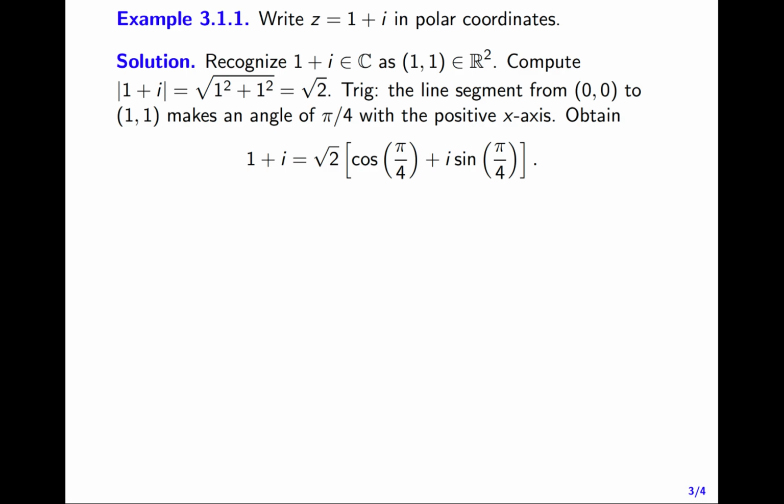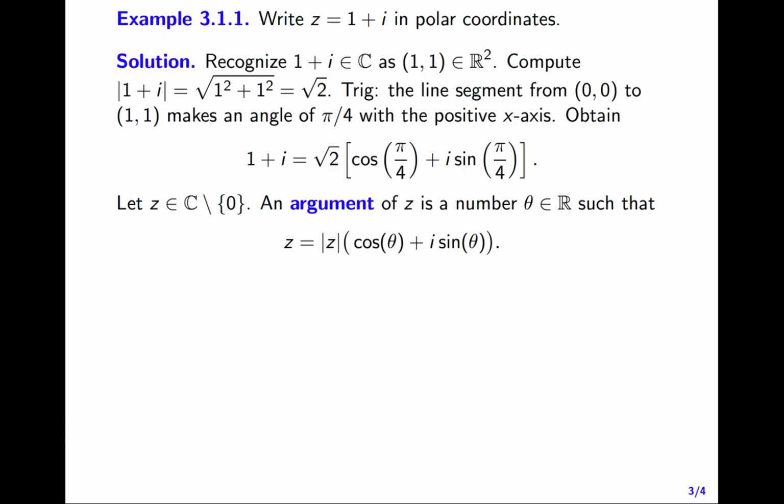And so we get 1 plus i should be the square root of 2 times the sum cosine of pi over 4 plus i sine of pi over 4. And of course you could check out the trig with cosine pi over 4 and sine pi over 4 and turn that back into 1 plus i.